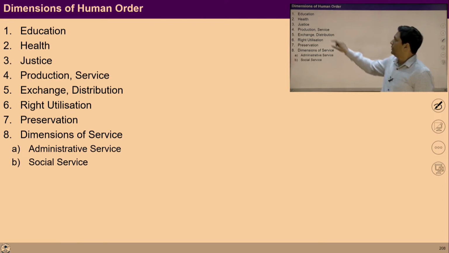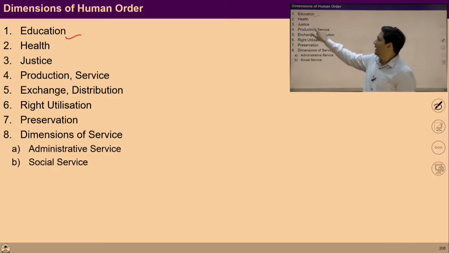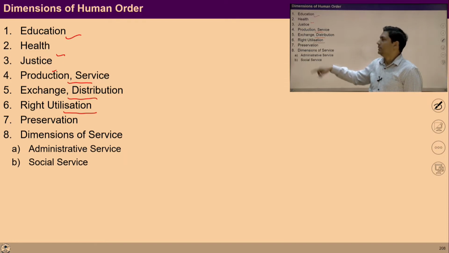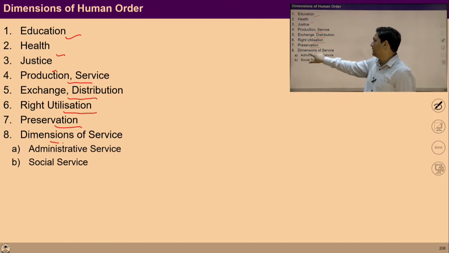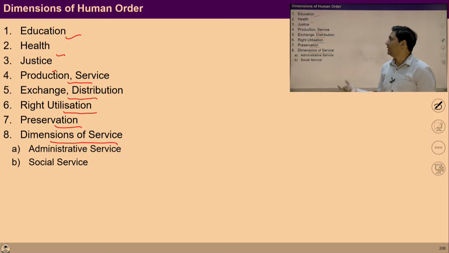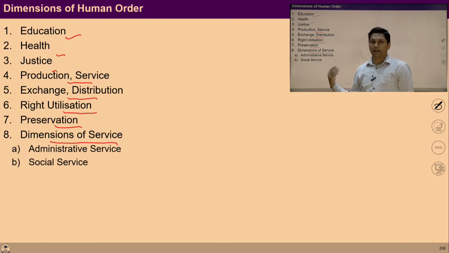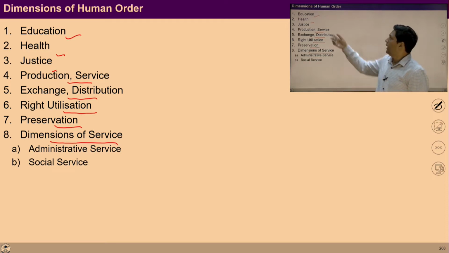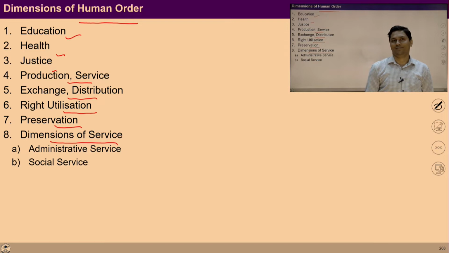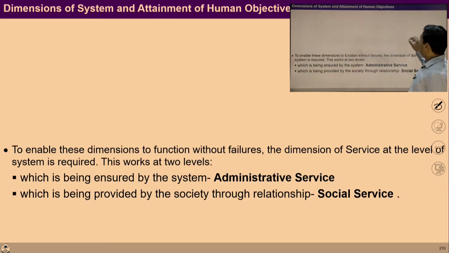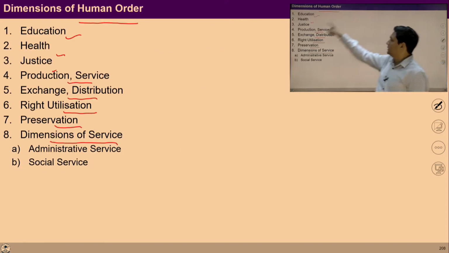So we are going to talk about education, health, justice, production, exchange and distribution, right utilization, preservation, and service. So basically we are going to study these 8 dimensions with brief description, and in coming lectures we will elaborate all these dimensions in detail. But in this lecture we are going to give a brief idea about all these 8 dimensions which are required to ensure a human order, a humane system, which are required for a fulfilling life. So keeping this fulfilling life in the center, we are going to study all these 8 dimensions.